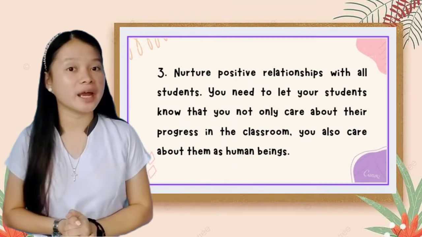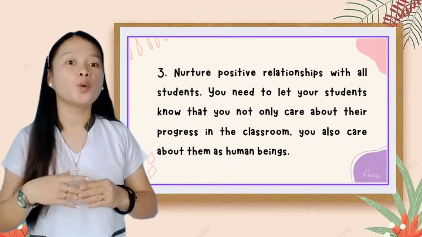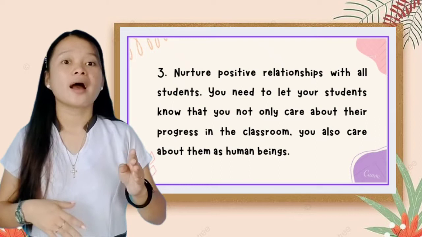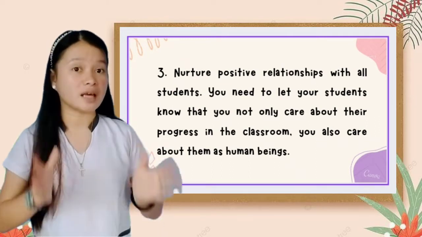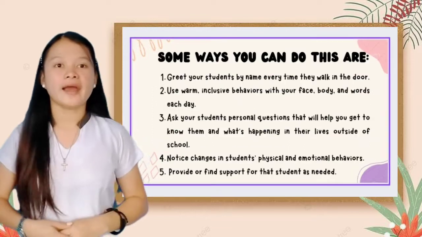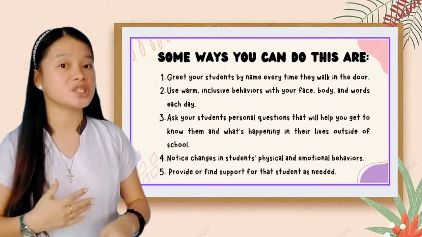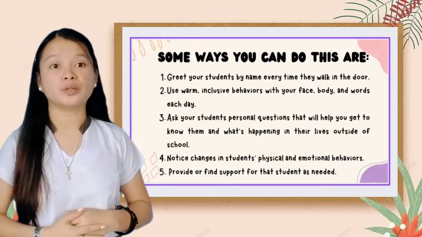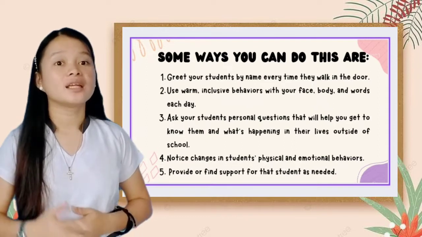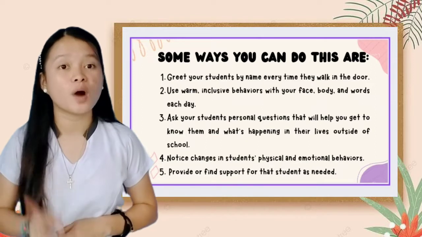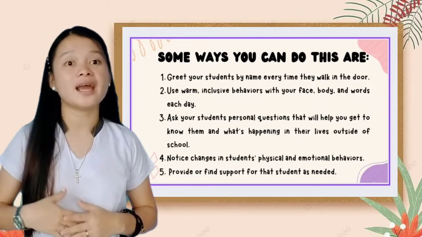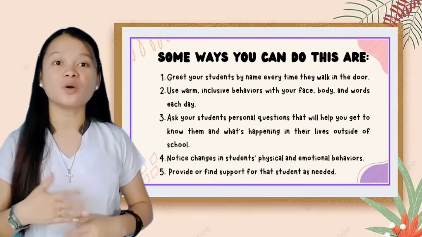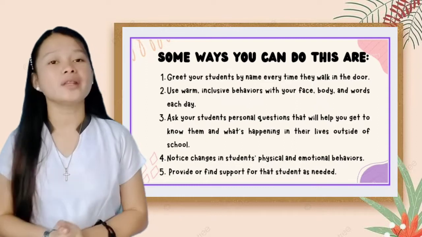And then the last way to create a positive classroom climate is to nurture positive relationships with all students. You need to let your students know that you not only care about their progress in the classroom, you also care about them as human beings. There are some ways you can do this. First, greet your students by name every time they walk in the door. This lets them know that you notice and care that they are there. Second, use warm, inclusive behavior with your face, body, and words each day: smile, ask how are you feeling, look at your students, and notice and praise their positive behavior with encouraging words.